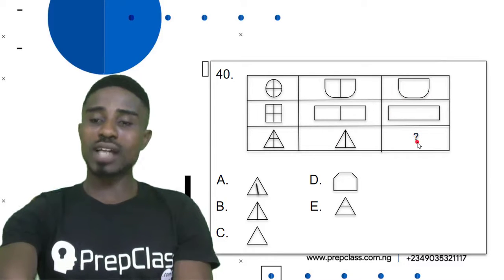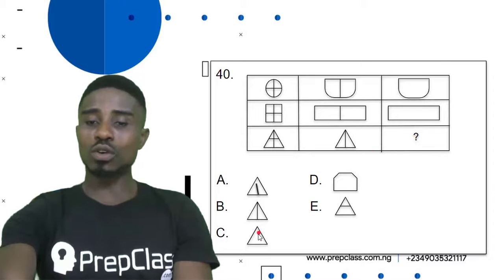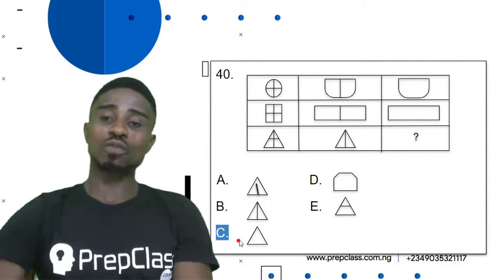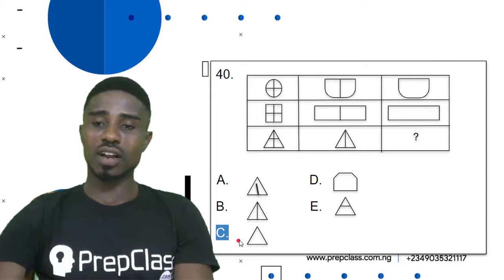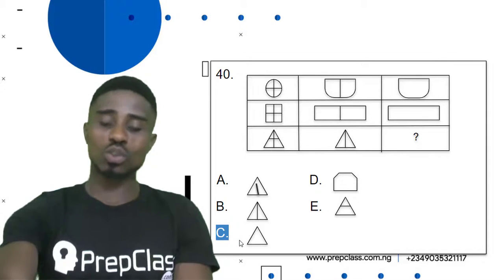So what will be our answer here? It's going to be a triangle that is a plain shape, that nothing is in it. And option C is our correct answer. Let's check it out. Question 40, option C is our correct answer. Let's look at the next question.